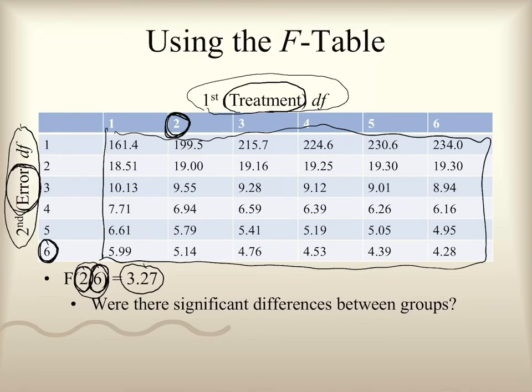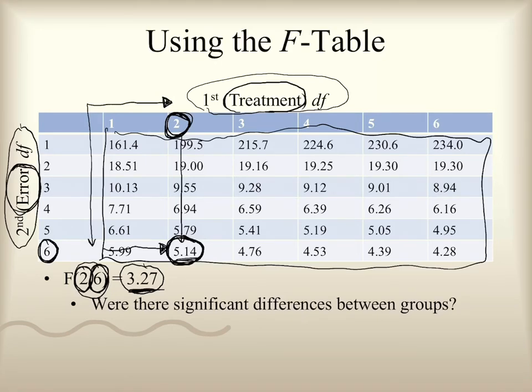Now we find our F critical value, this is what we're going to call it, by going over to our 2 and then down to our 6. So we go down and over, and what we find is our F critical value is 5.14. So what we need to do in order to tell whether or not our F is significant is we have to compare our value of 3.27 to this F critical value.